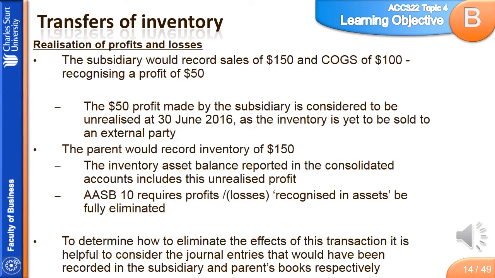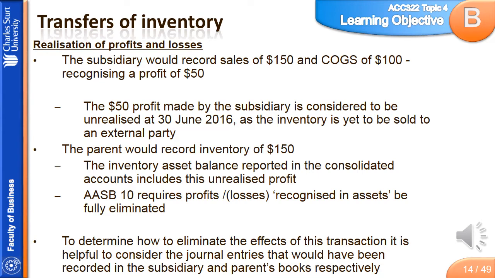On the parent side, they would have recorded inventory as $150, an increase in the balance, and that's considered overvalued. So it's fine for inventory to go from the subsidiary to the parent at $100, there's no issue there. However, that $50 increase needs to be decreased back down to its original cost amount.